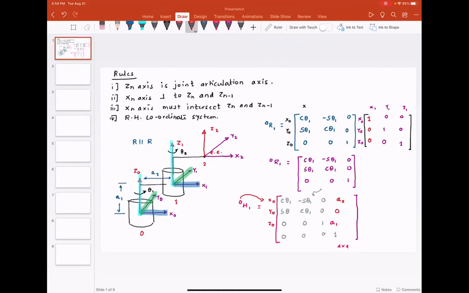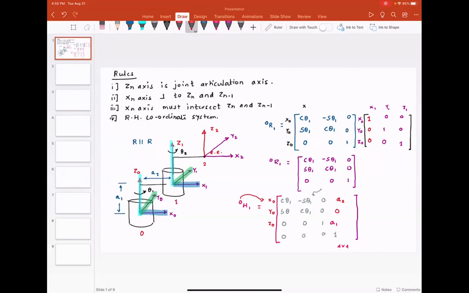Imagine this is fine when your theta 1 is 0. For a minute, visualize your theta 1 gets rotated. If your theta 1 gets rotated, do you agree with me? In that particular case, I will have to take the component of A2 on the X0 axis and the component of A2 on the Y0 axis, because the robot is going to rotate in 3 dimensions.